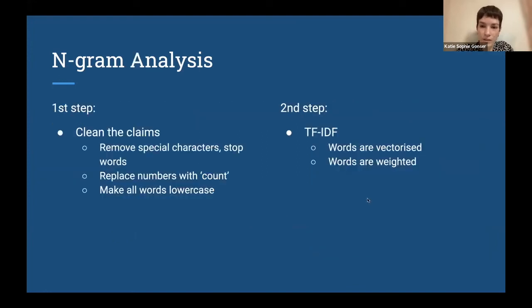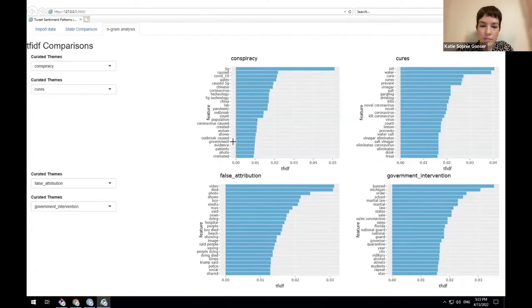So I can show you here. These are some of the categories, and these are the top 25 features that occur for each category.